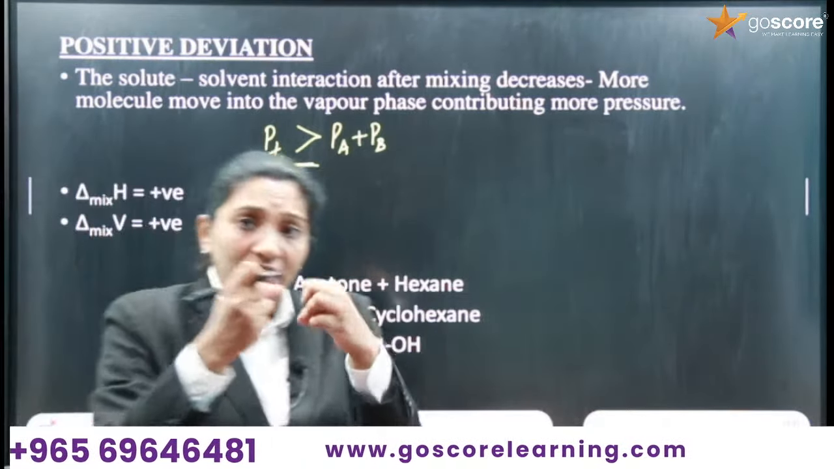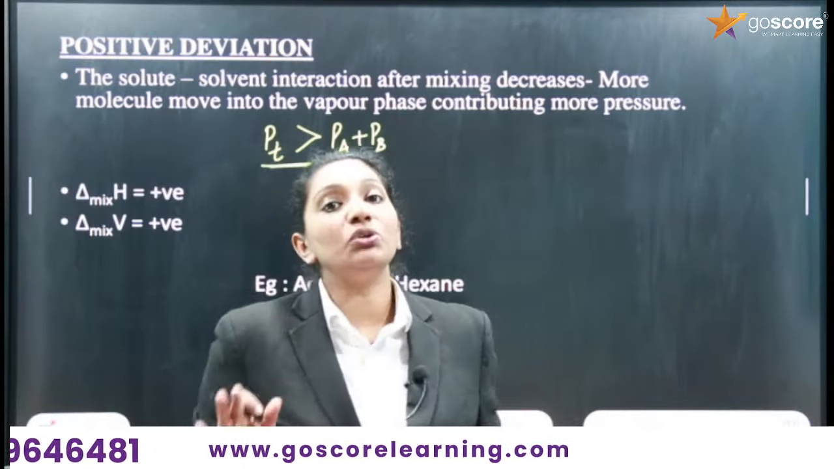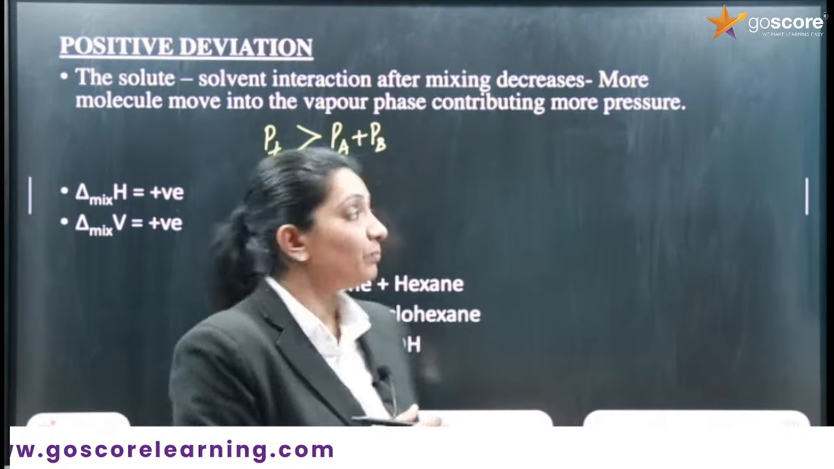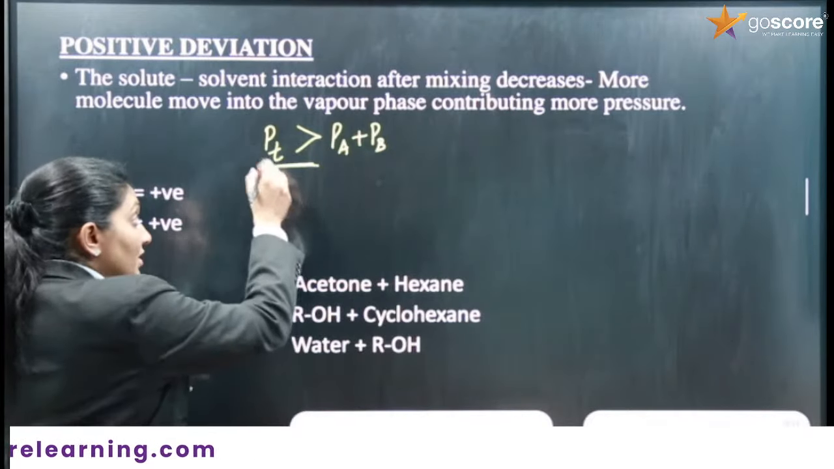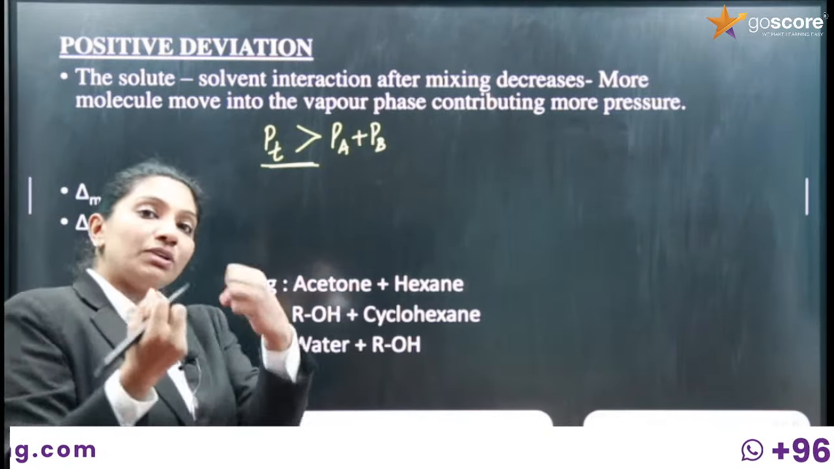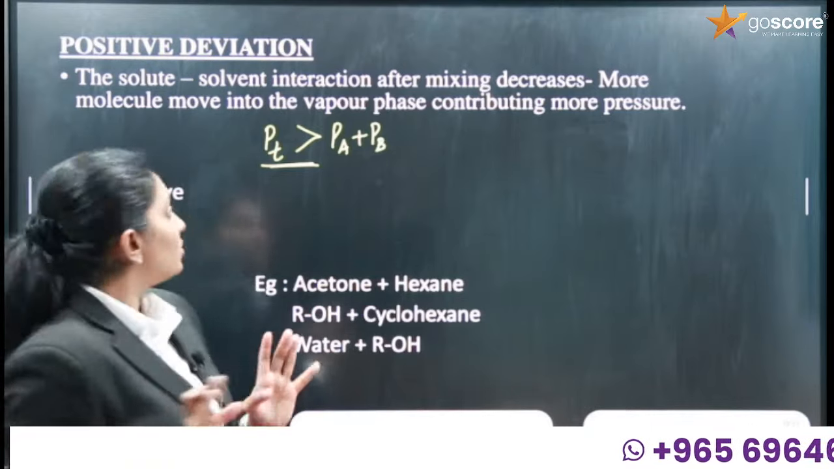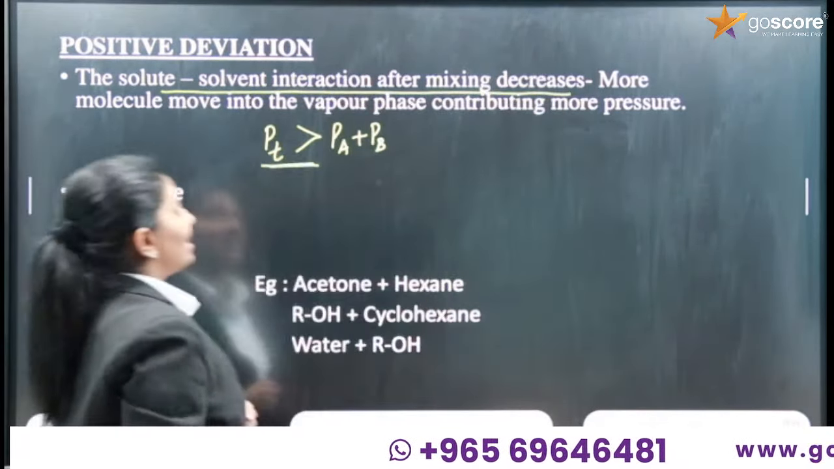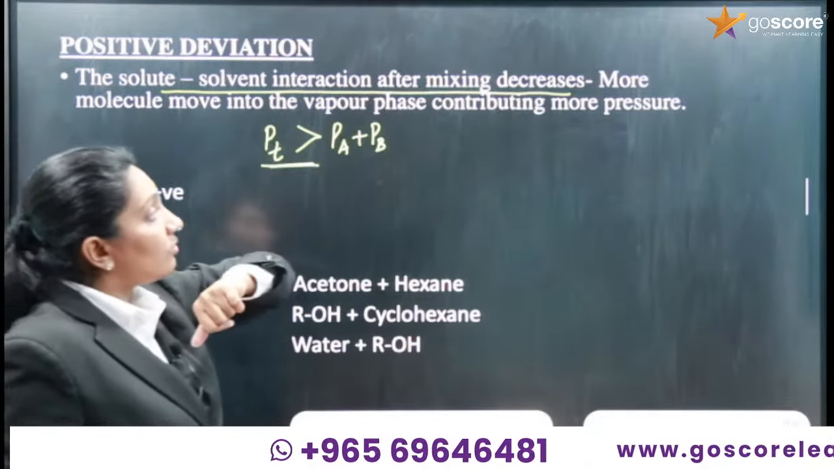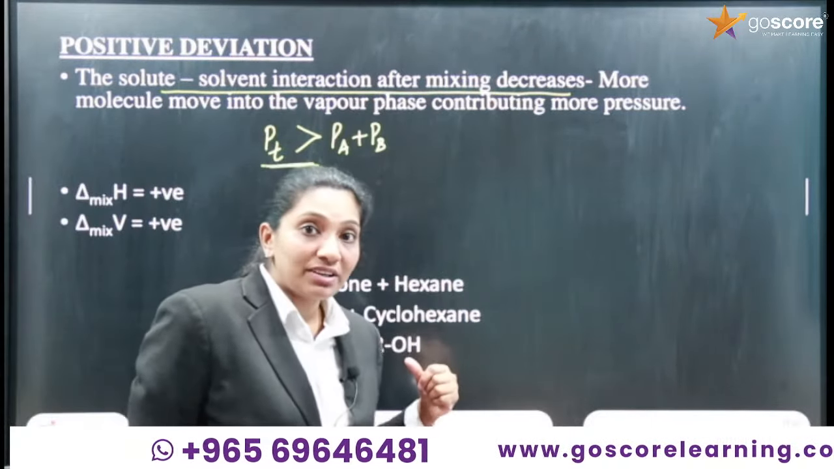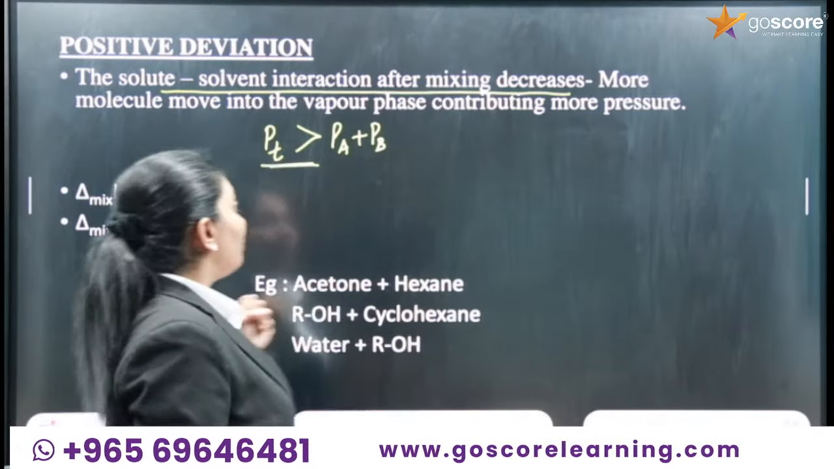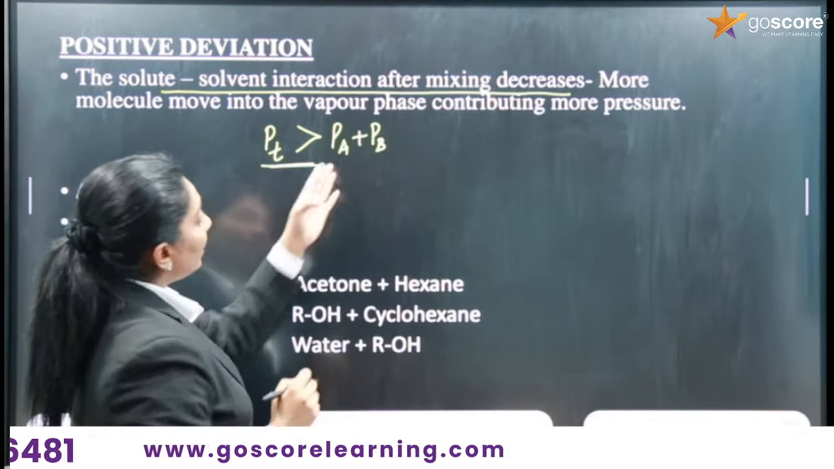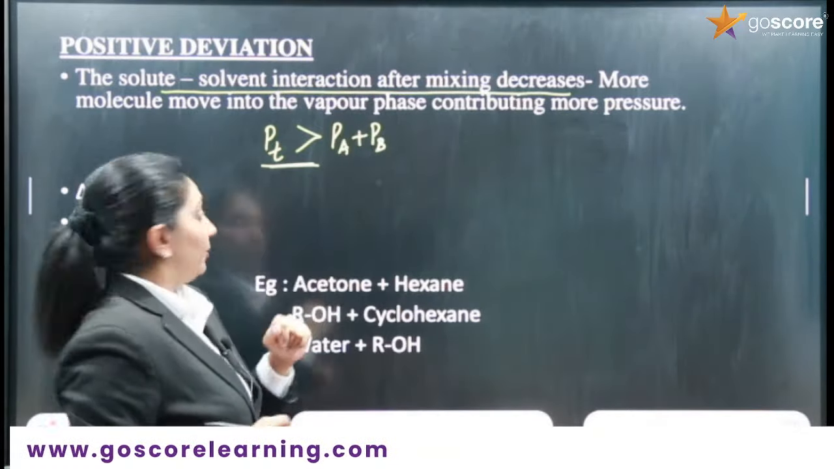If the solute and solvent have more interaction, there won't be too many vapors produced. The vapor pressure of the solution will be a lower value. Here, the vapor pressure is a higher value because the solute and solvent interaction is very weak. So, whenever the solute-solvent interaction after mixing is decreasing, more molecules move into the vapor phase, contributing more pressure in the solution. So here, the total vapor pressure of the solution is greater than PA plus PB, right?